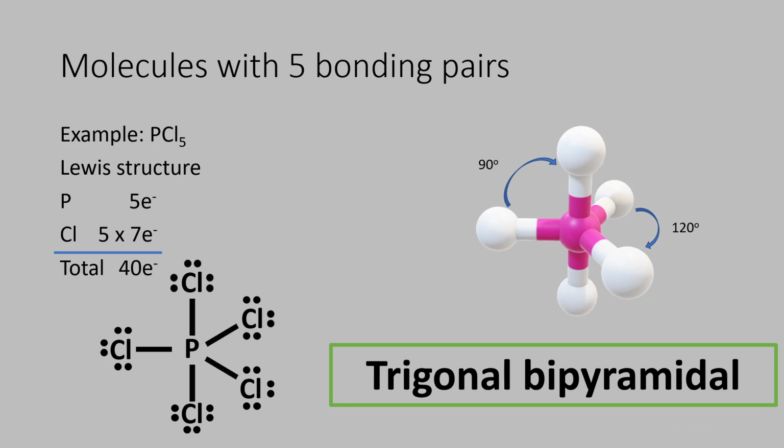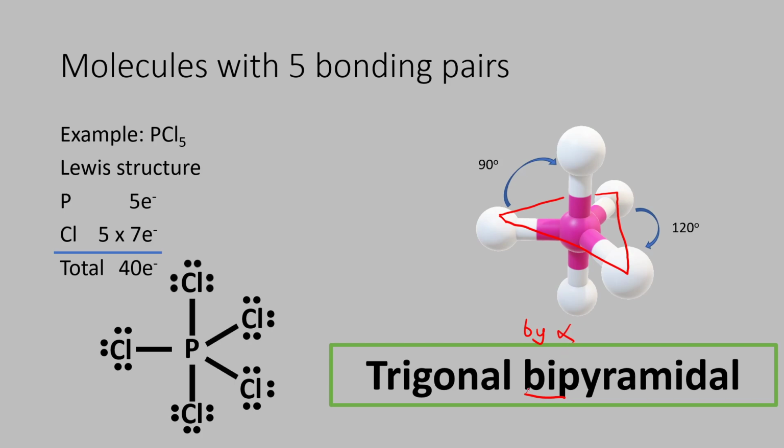So now, tadi ada 4 kan? Sekarang ada 5 pula. Kita nak susun macam mana? So now, kita susun using trigonal bipyramidal. Okay. Kenapa dia cakap macam ni? Sebab actually, this is a shape of trigonal. Ingat tak saya cakap tadi? It's just a fancy word untuk cakap 3 segi.